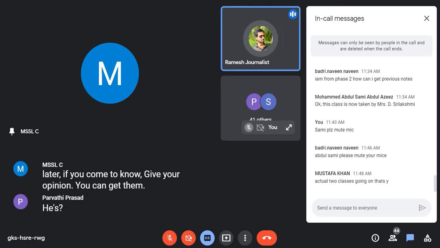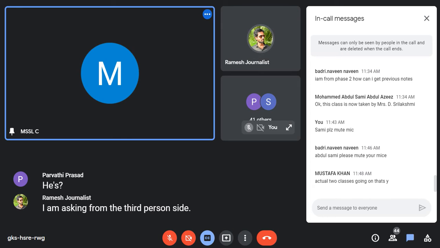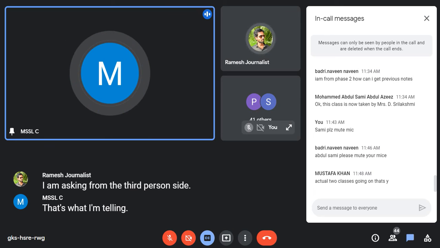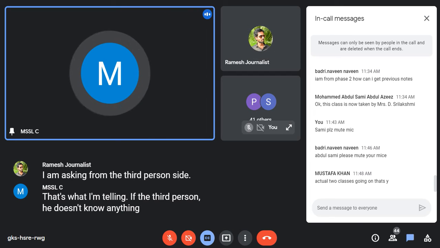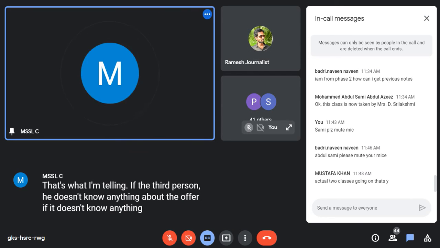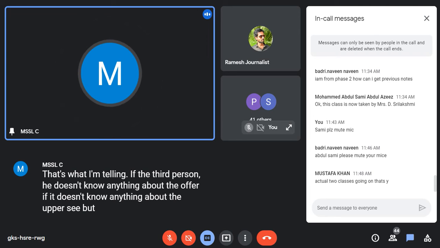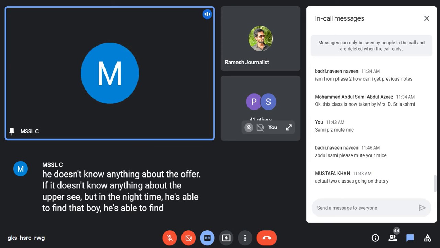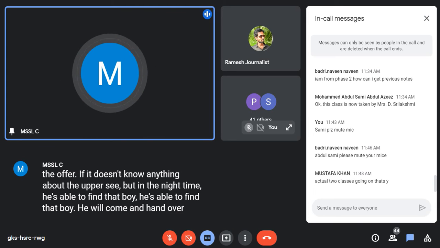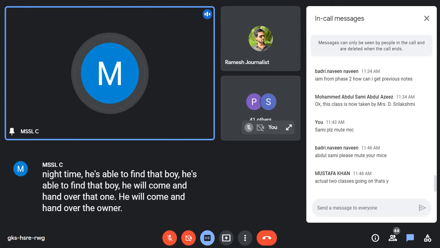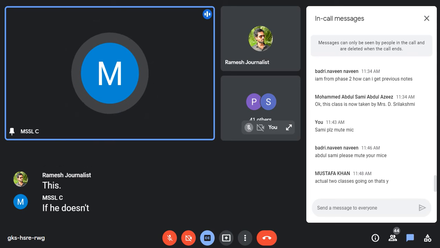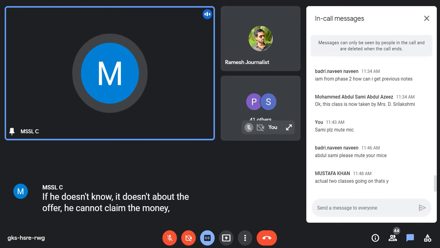I am asking from the third person's side. That's what I'm telling. If the third person doesn't know anything about the offer, but in the night time he is able to find that boy, he will come and hand him over to the owner. If he doesn't know about the offer, he cannot claim the money.